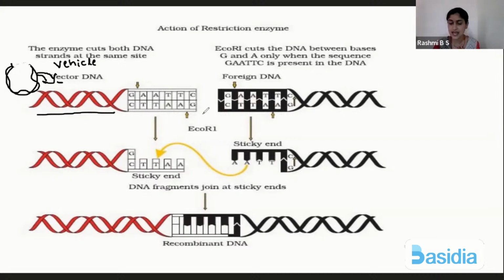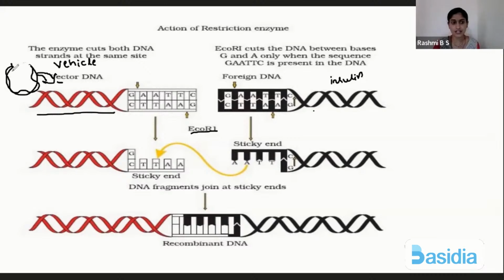GAATTC. Yes, and this is foreign DNA. Let us assume it is a gene for insulin. Now this gene also has a recognition site for EcoR1. Now I use EcoR1 to cleave both the vector DNA and the foreign DNA.